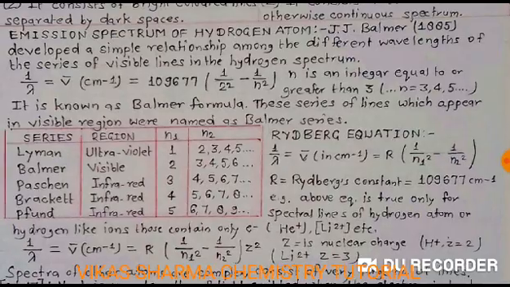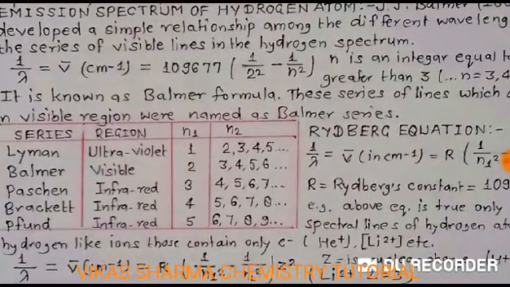You will see on the display. The Lyman series, ultraviolet, n1 is 1 and n2 is 2, 3, 4, 5. Then Balmer series, region is visible, n1 is 2, n2 is 3, 4, 5, 6. Paschen series, infrared zone, n1 is 3 and n2 is 4, 5, 6, 7. Brackett series, infrared region, n1 is 4 and n2 is 5, 6, 7, 8. Pfund series, infrared zone, n1 is 5, then n2 is 6, 7, 8, 9.